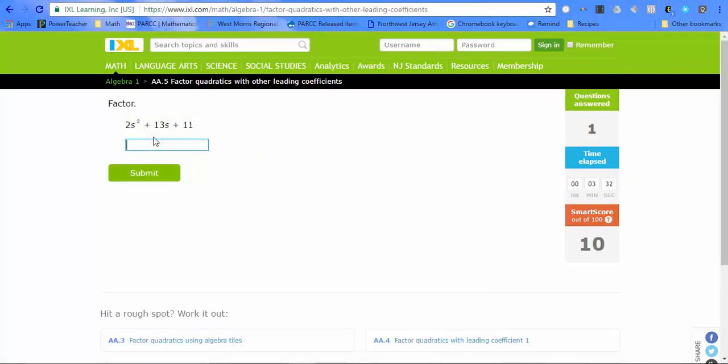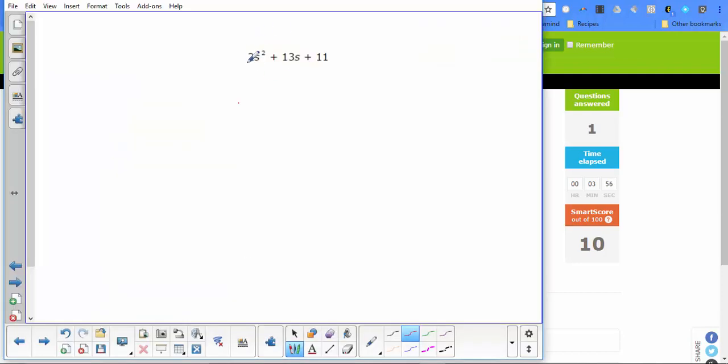So we have 2s squared plus 13s plus 11. So we multiply 2 times 11, which is 22. Now we're looking for two numbers that multiply to 22 and add to 13. Well, we just did them, 2 and 11.